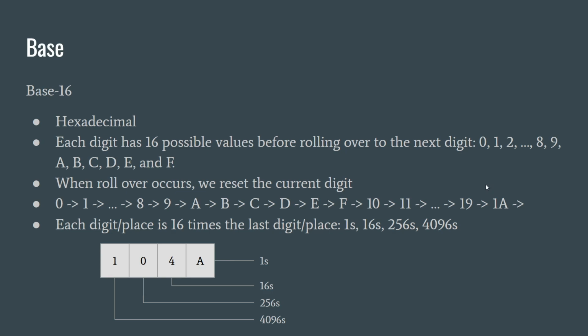Just like in base 10 and base 2, each digit, or place, is 16 times the last place. Remember in base 2, each place or digit was 2 times, and in base 10, each is 10 times. So here, the first digit is always 1s, and the next place is 16 times that, so we have the 16s place here, and then the next place that we have is the 256th place, and then the next place after that is 256 times 16, which is the 4096th place.